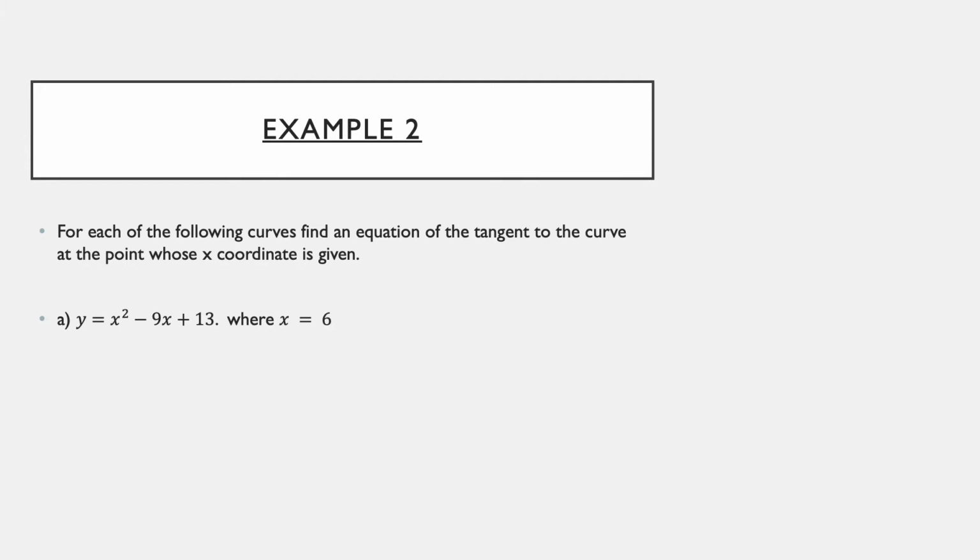Example 2. For each of the following curves, find the equation of the tangent at this point. So we've got part A here only. So y equals this function here. So dy by dx is going to be 2x minus 9. So differentiating x squared goes to 2x, differentiating minus 9x goes to minus 9.